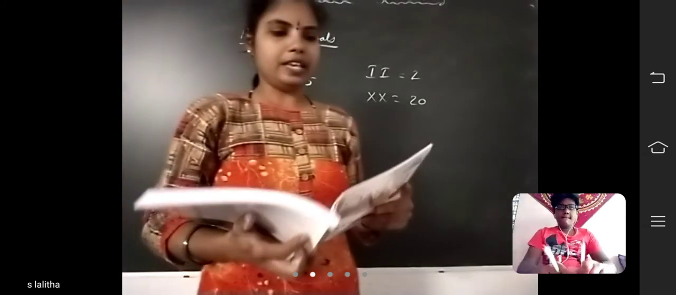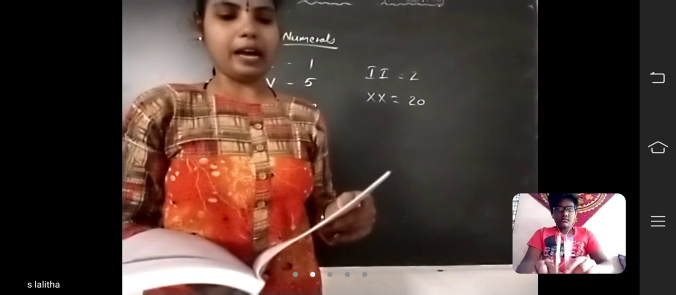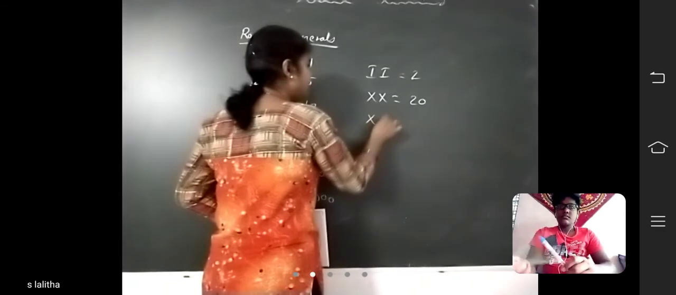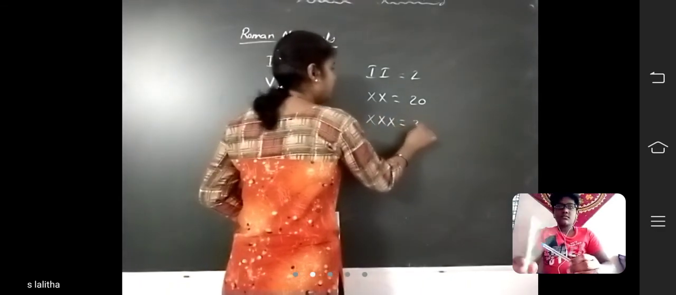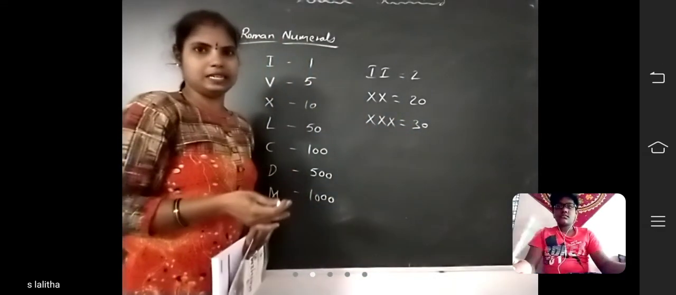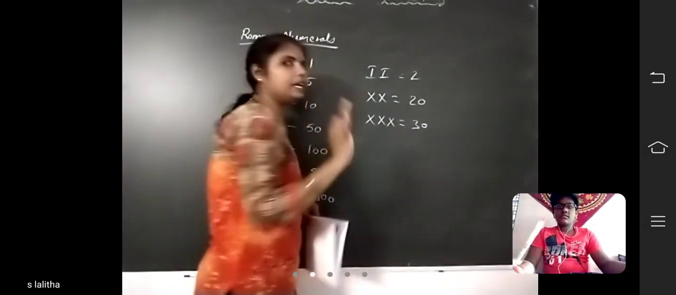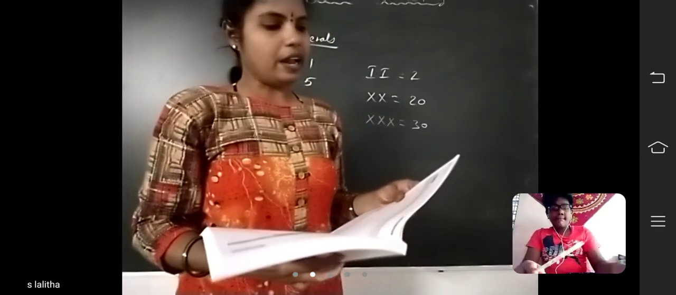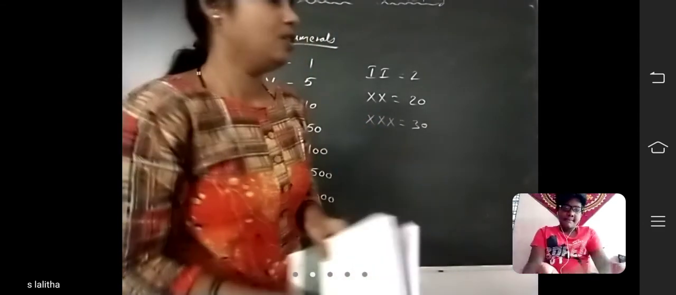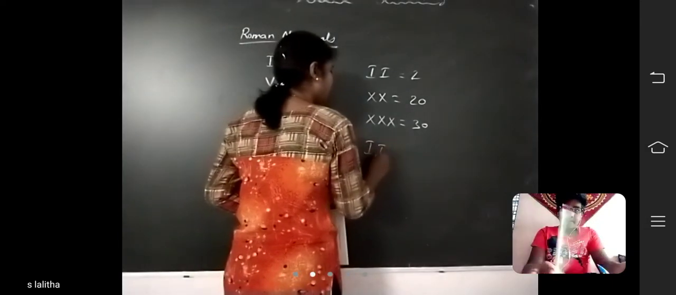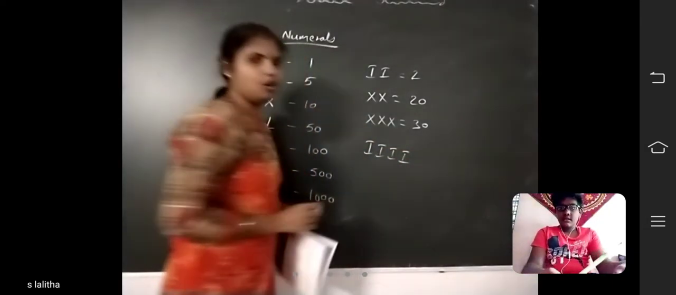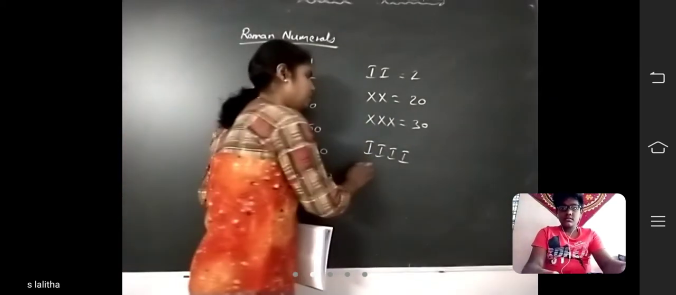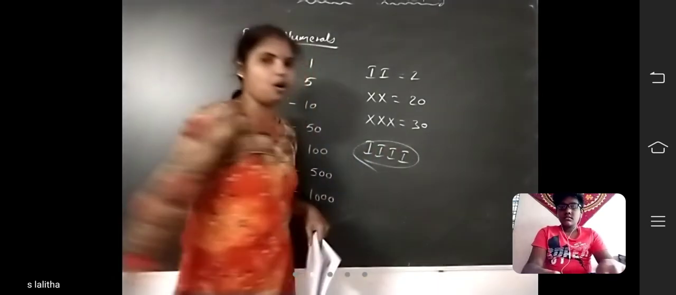Now, next note. No Roman numeral can come together more than 3 times. So here, we have to write the Roman numeral 3 times only. We can't extend it. We have to repeat it up to 3 times only. It is wrong to write 4 as 4 ones. Here 4, can we write it 4 times? No, we can't. A numeral will be repeated up to 3 times only. But we are repeating 4 times. So it is wrong.